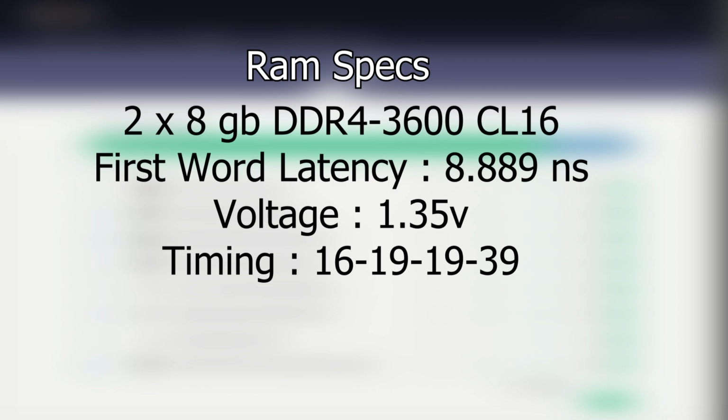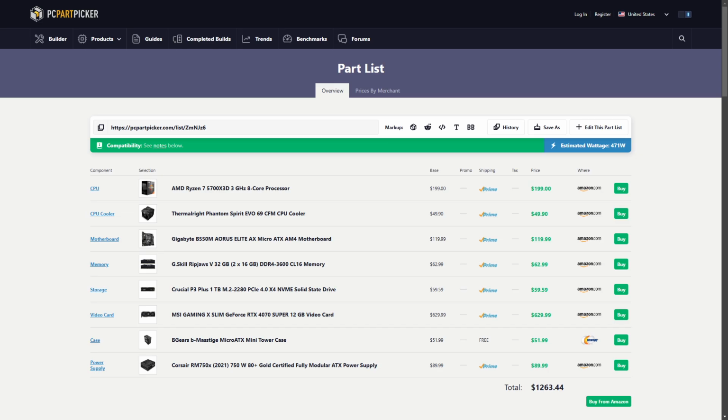For our memory, we went with the G.Skill Ripjaws 5. It's a 32 gig kit of DDR4 3600 CL16. For storage, we went with the Crucial P3 Plus, 1 TB. It's a PCIe 4.0x4. For our graphics card, we went with the RTX 4070 Super. It's a 12 GB MSI gaming card.